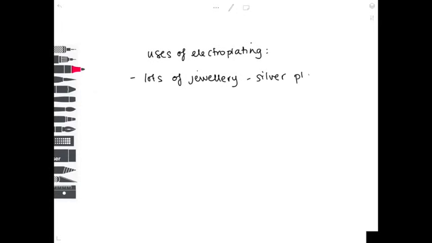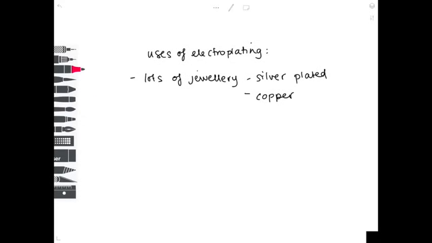So let's look at some uses of electroplating. And really it's because electroplating objects gives them much better properties compared with usual, or it means it's cheaper to have a particular object. So famously, lots of jewellery is electroplated. If you buy a necklace and it says that it's silver plated, that has undergone electroplating. And you tend to find that the actual necklace itself is made out of copper, and then it has a very thin layer of silver over the top.